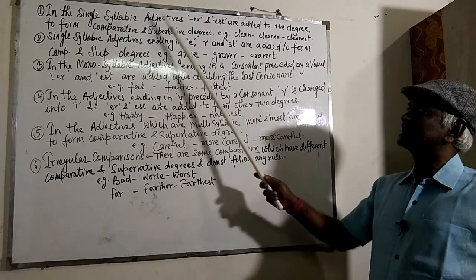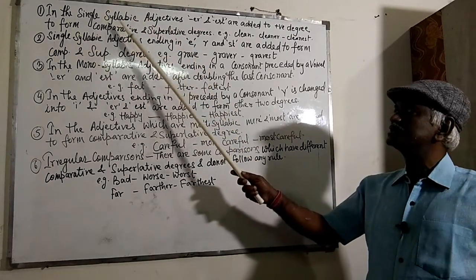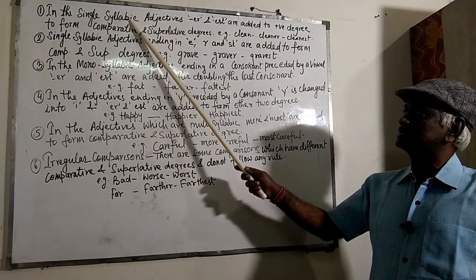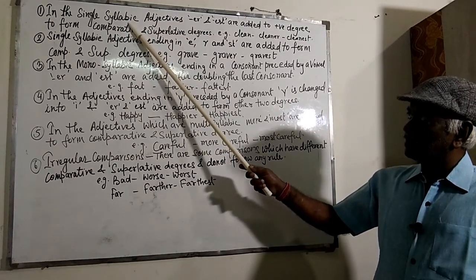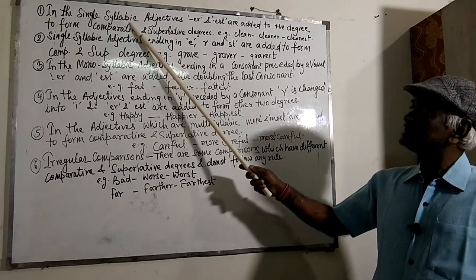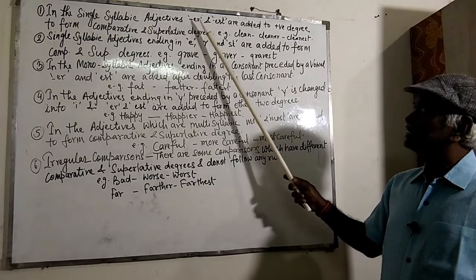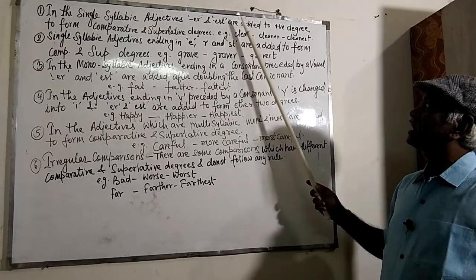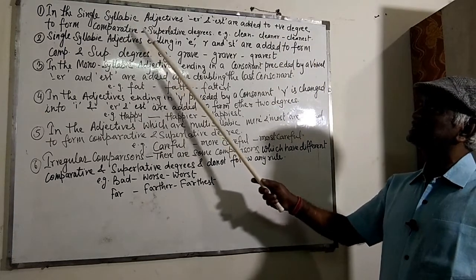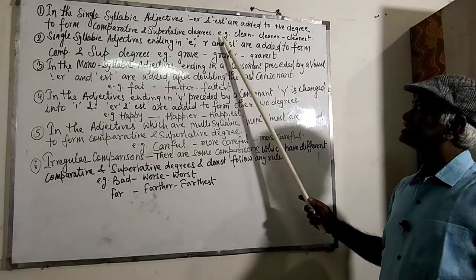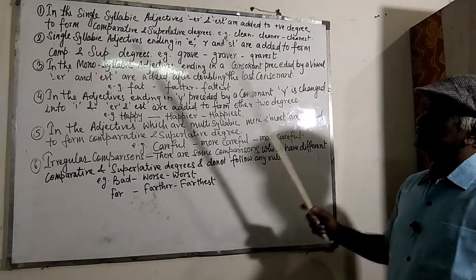In the single syllabic adjectives, what is a syllable? It is a word, or part of a word, having one vowel as a unit. So in the single syllabic adjectives, ER and EST are added to the positive degree to form comparative and superlative degrees. For example, clean, cleaner, cleanest, like that.